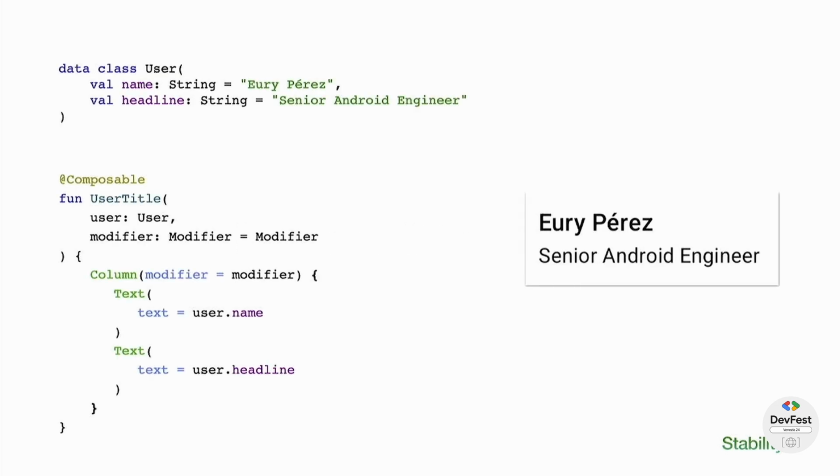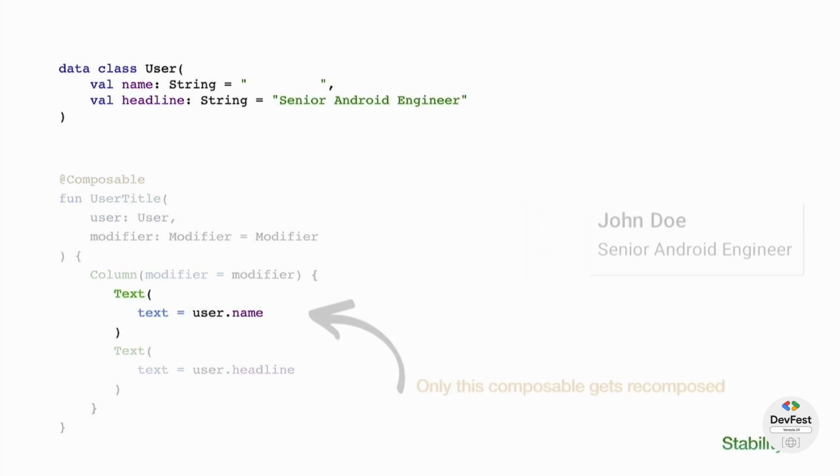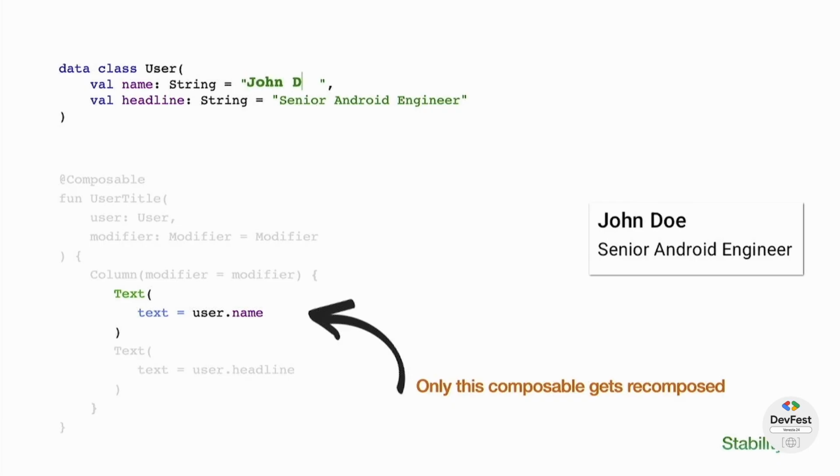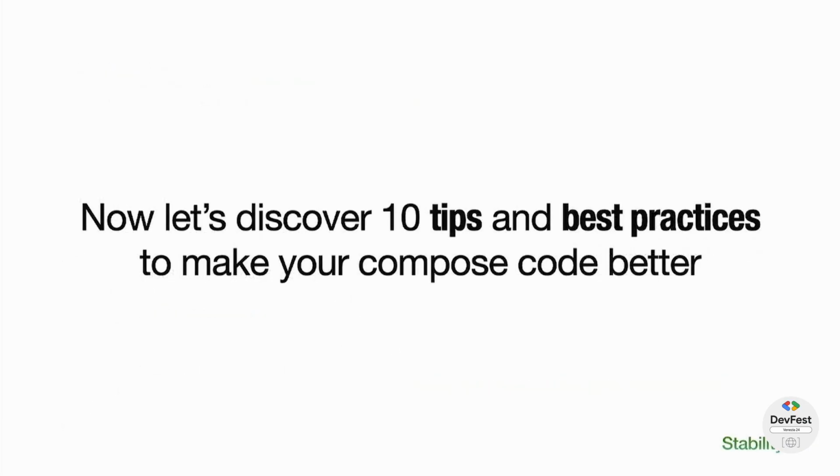So you remember our simple code that we built before, right? I changed the name, you remember that. So only that text composable holding the name will change, right? The one with the headline is not going to change because Compose knows for certain that that value didn't change, because the class is actually stable, right?